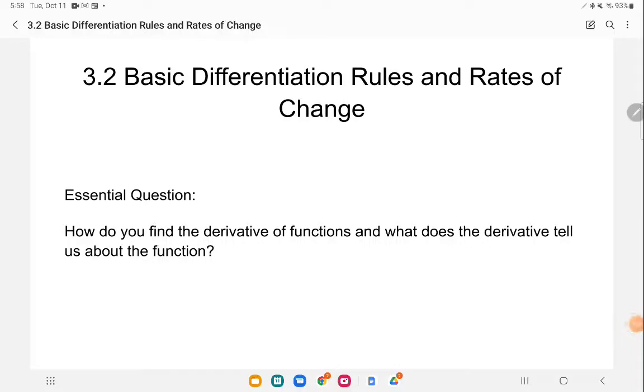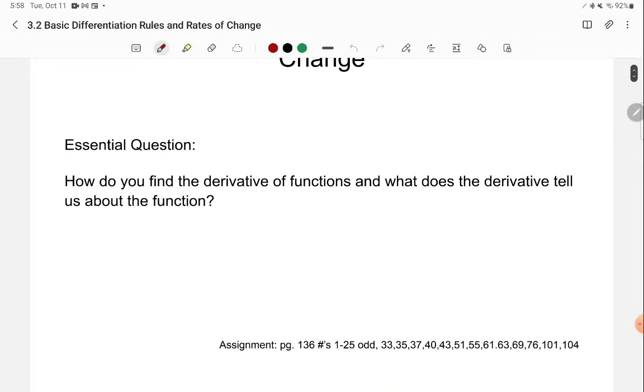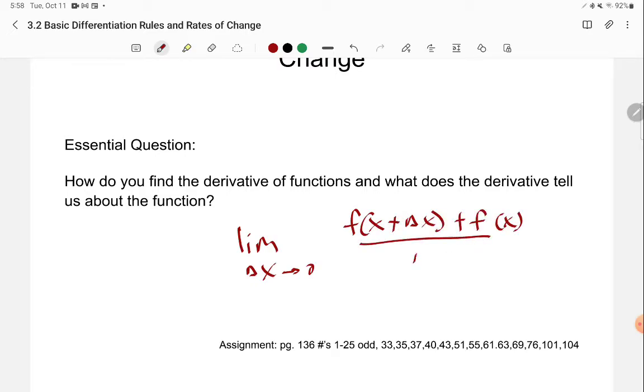In this video, we're going to be taking a look at 3.2, basic differentiation rules and rates of change. So previously, we've tied limits into this idea of the derivative, which is the slope at a single point of a function. And we've used the definition for the derivative to find the derivative. Remember, the limit as change in x approaches 0, f of x plus change in x minus f of x all over change in x.